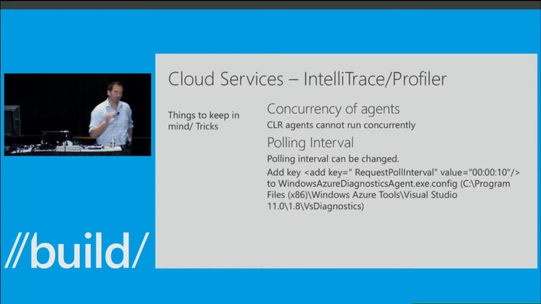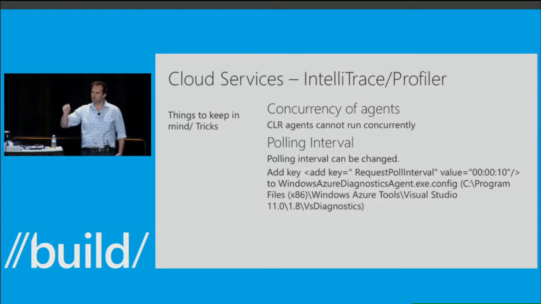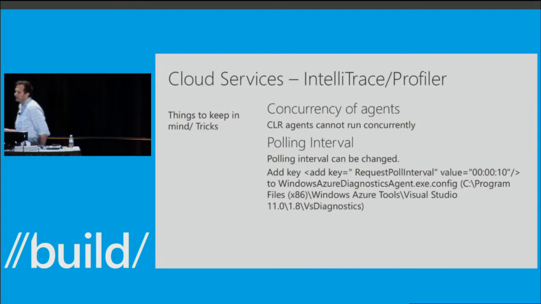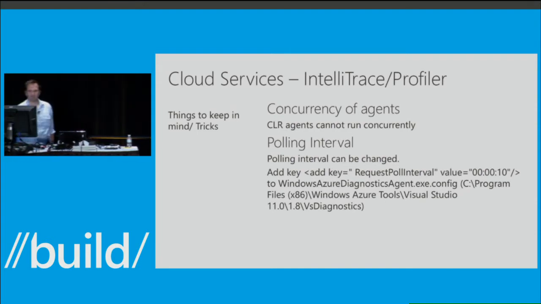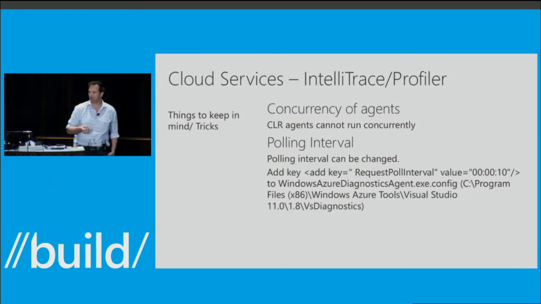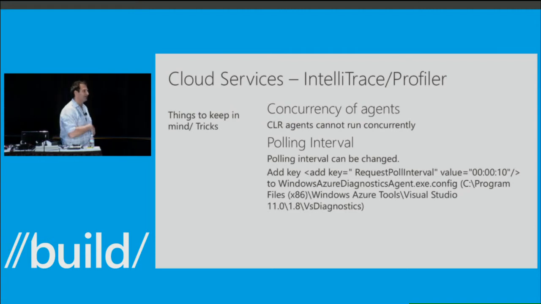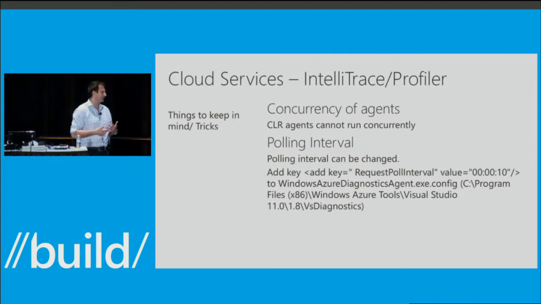So the polling interval, and that's nowhere documented. You can change that second polling interval that I was showing you. You need to go on your development machine, to C program files, Windows Azure Tools, Visual Studio, in that particular case version 11, which is Dev 11, then to the SDK release folder, VS Diagnostics, and there is a file called Windows Azure Diagnostics agent.exe.config. You can override the polling interval in there. Let's say you want a longer running operation and you don't want to hit your storage every second. You can do that setting in that file, deploy it again, and then it takes effect. Okay.